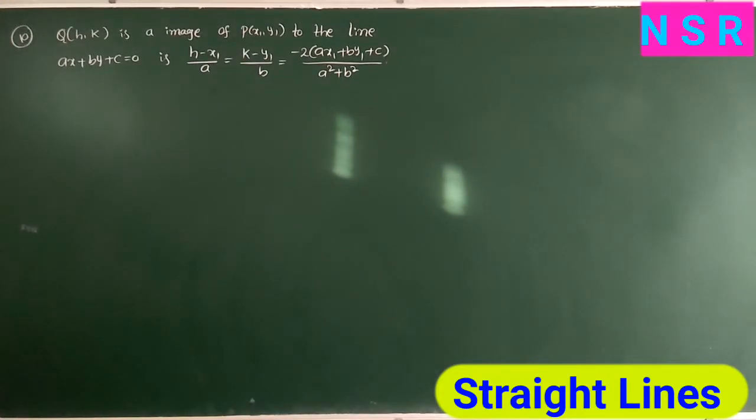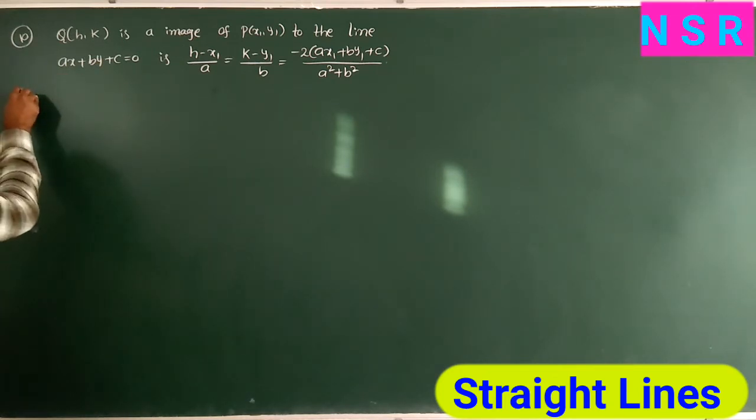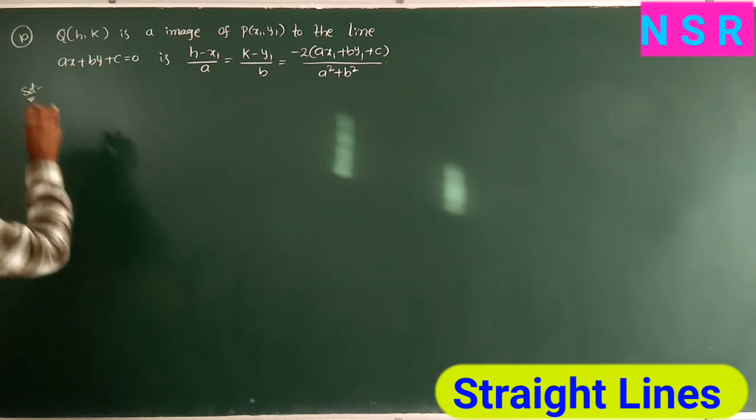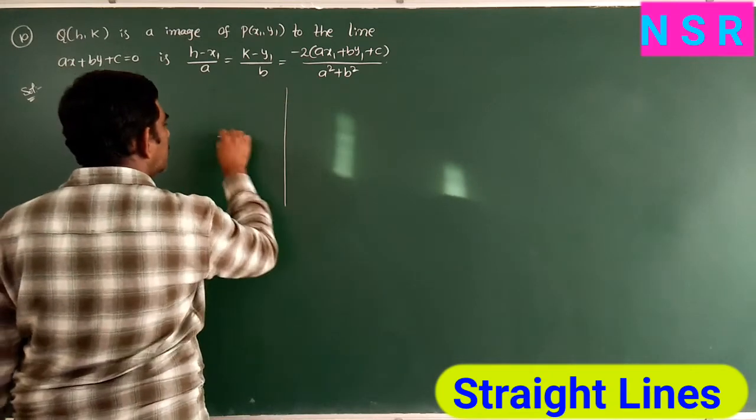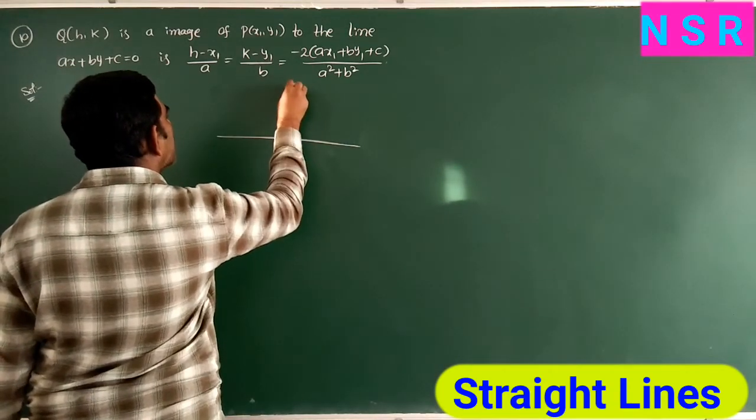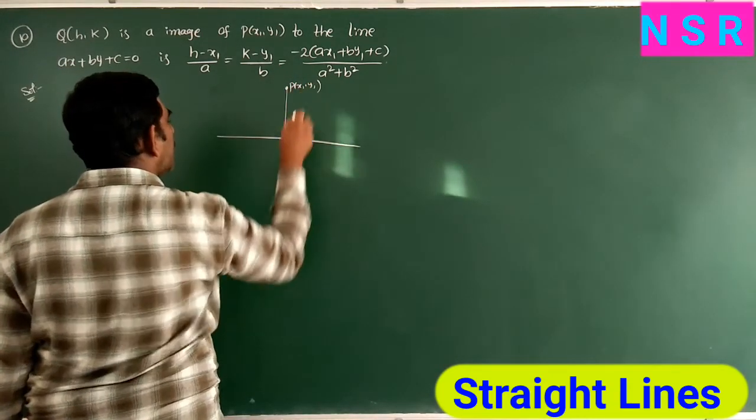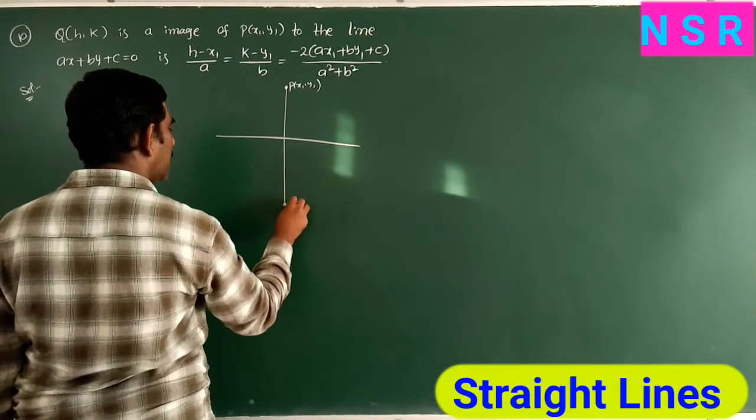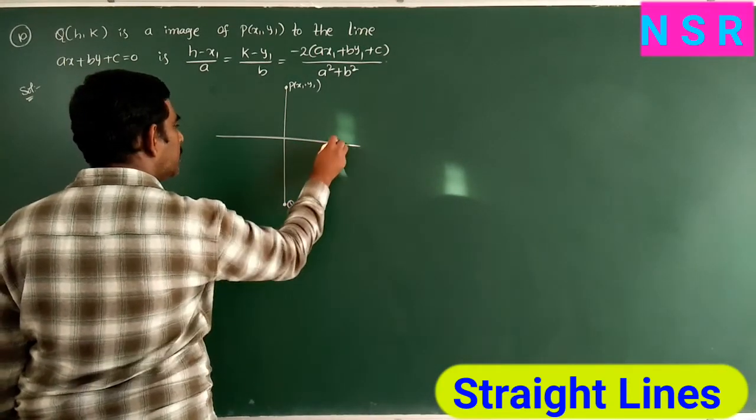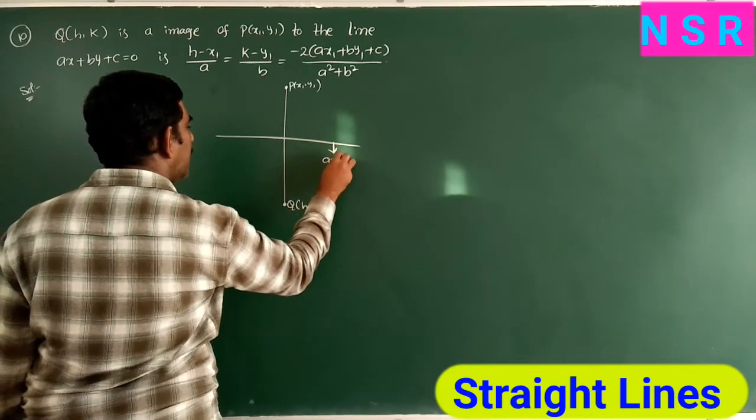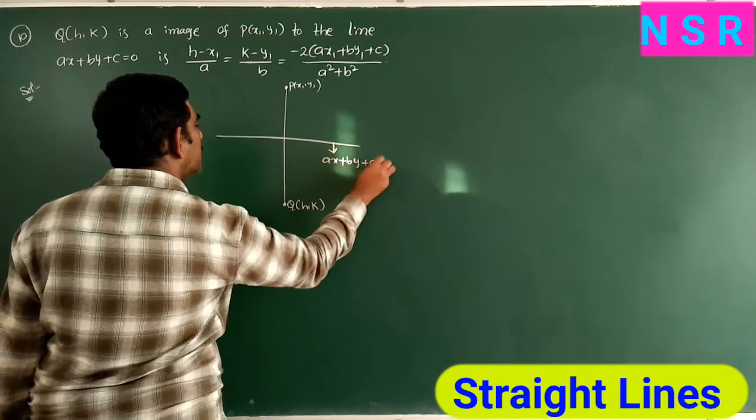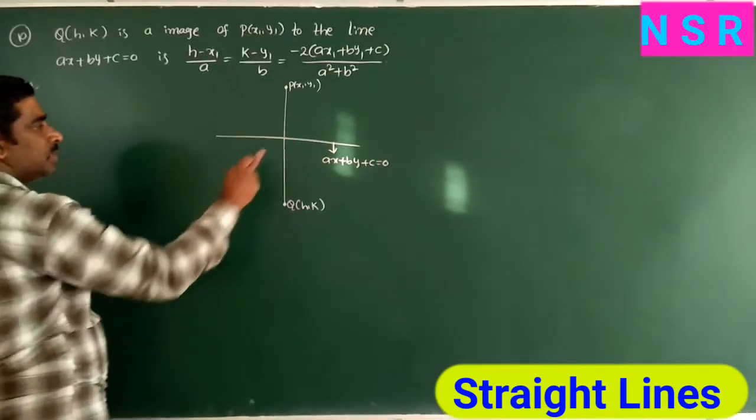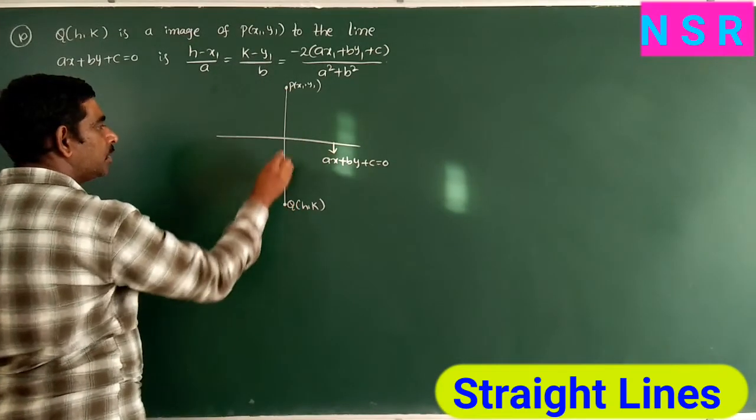So next, question number 10. Q h comma k is the image of P in the line. So prove this image formula. So this is P x1 comma y1 and here Q h comma k. Q is the image of P, and here the given line is ax plus by plus c equal to 0. So the distance from this line to P and from this line to Q is equal.